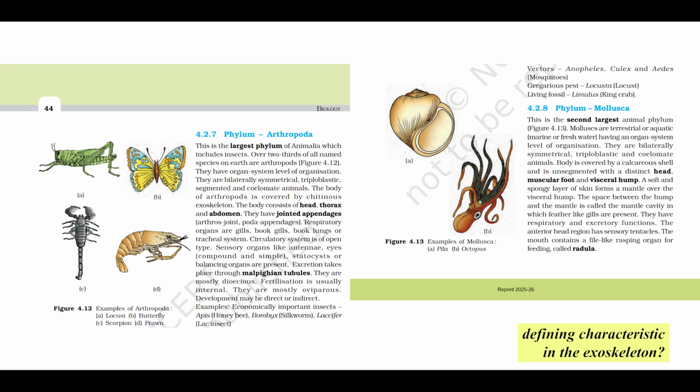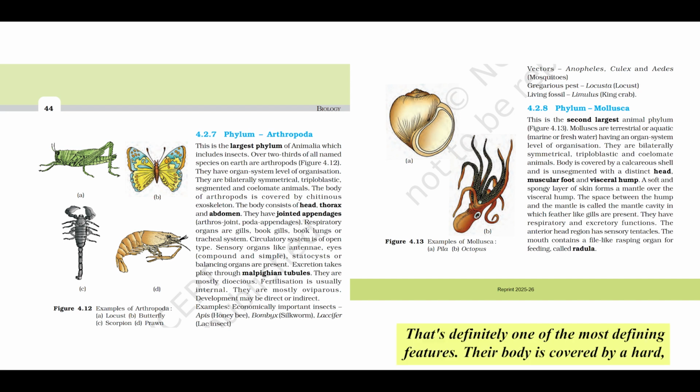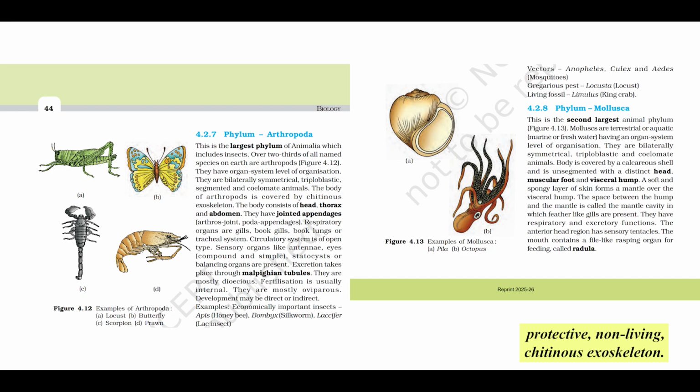What's their absolute defining characteristic? The exoskeleton. That's definitely one of the most defining features. Their body is covered by a hard, protective, non-living, chitinous exoskeleton. This rigid outer covering provides excellent structural support, muscle attachment points, and crucially, protection against predators and water loss, which was key to conquering land.